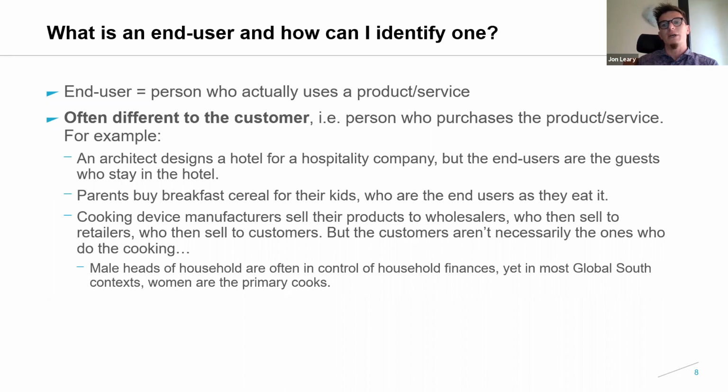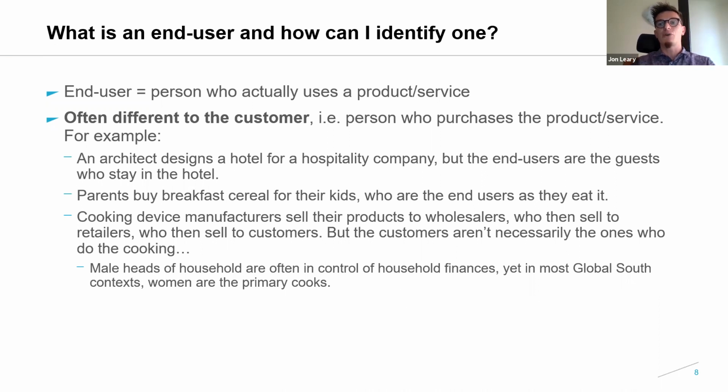So the customer is the person who purchases a product or service, whereas the end user is the person who's actually using it. For example, in the context of buildings, an architect may design a hotel for a hospitality company, but the end users are actually the guests who stay in the hotel. In the context of food, parents may buy breakfast cereal for their children, but the end users are actually the children who eat the breakfast cereal.